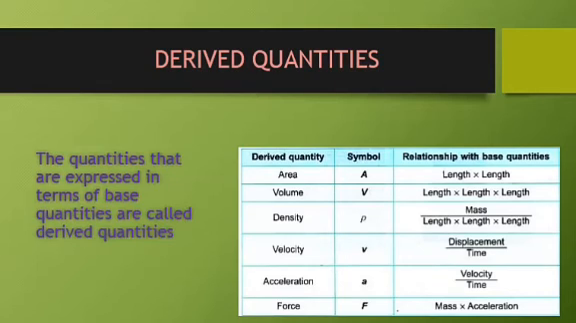Density is a ratio between mass and volume. Mass is a base quantity but volume is a derived quantity. Velocity is the ratio between displacement and time, and both are base quantities. Acceleration is the ratio between velocity and time, and velocity is a derived quantity but time is a base quantity. Force is the product of mass and acceleration. Mass is a base quantity but acceleration is a derived quantity.